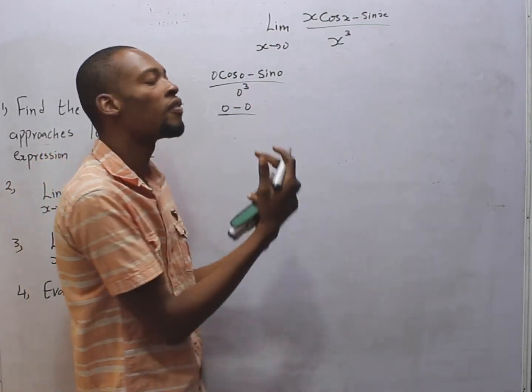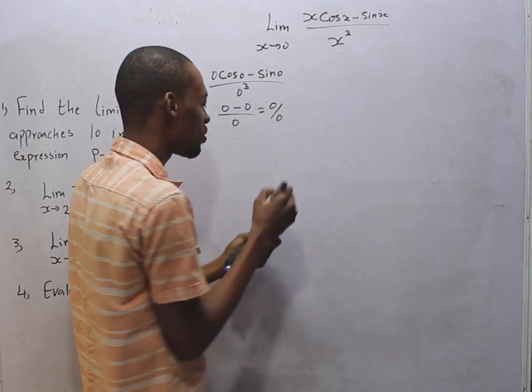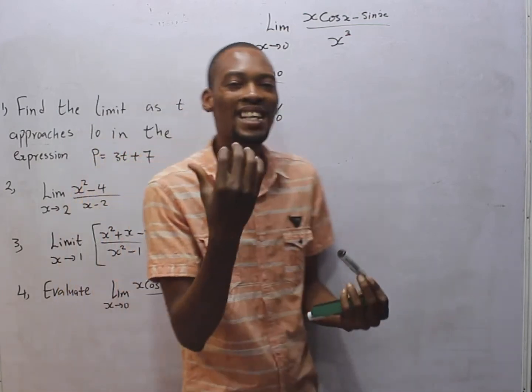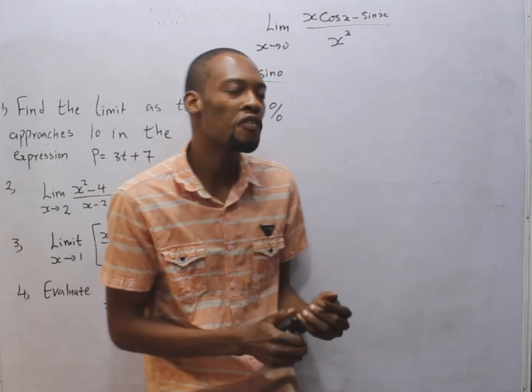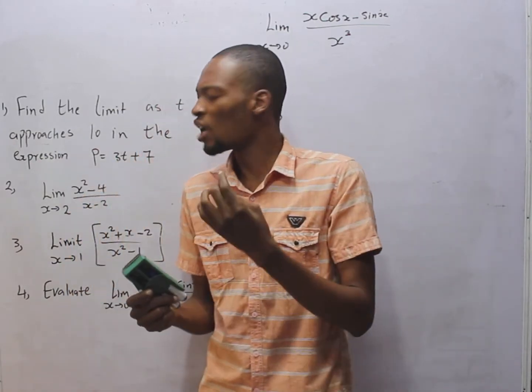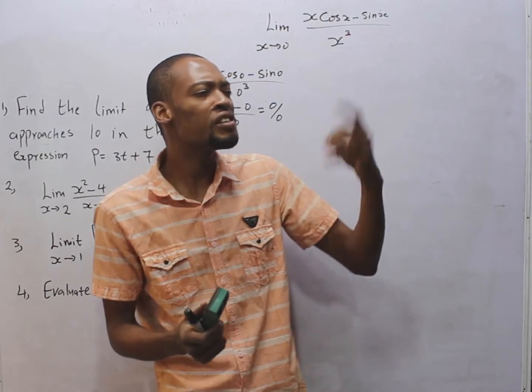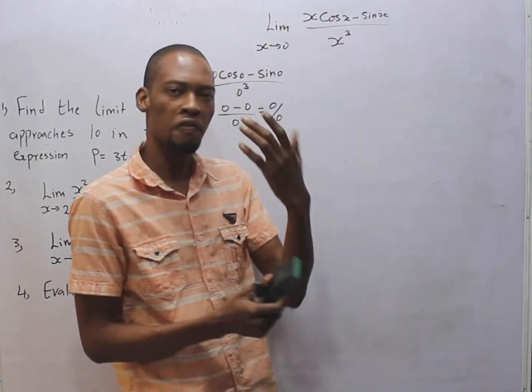0 raised to the power of 3 is 0. So this equals 0 over 0. Therefore, direct substitution gave us 0 over 0, which is undefined. We can therefore apply L'Hopital's rule. Remember, L'Hopital's rule can be applied if and only if direct substitution gives you 0 over 0.